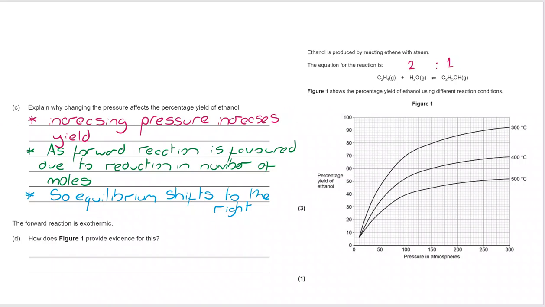For part D, the forward reaction is exothermic. How does figure 1 provide evidence for this? Well, let's take a look. At 300 degrees C, we get a much greater yield than we do at 500 degrees C. So, decreasing temperature increases yield. We know that decreasing temperature will always favour the endothermic reaction, because that will oppose the decrease in temperature.